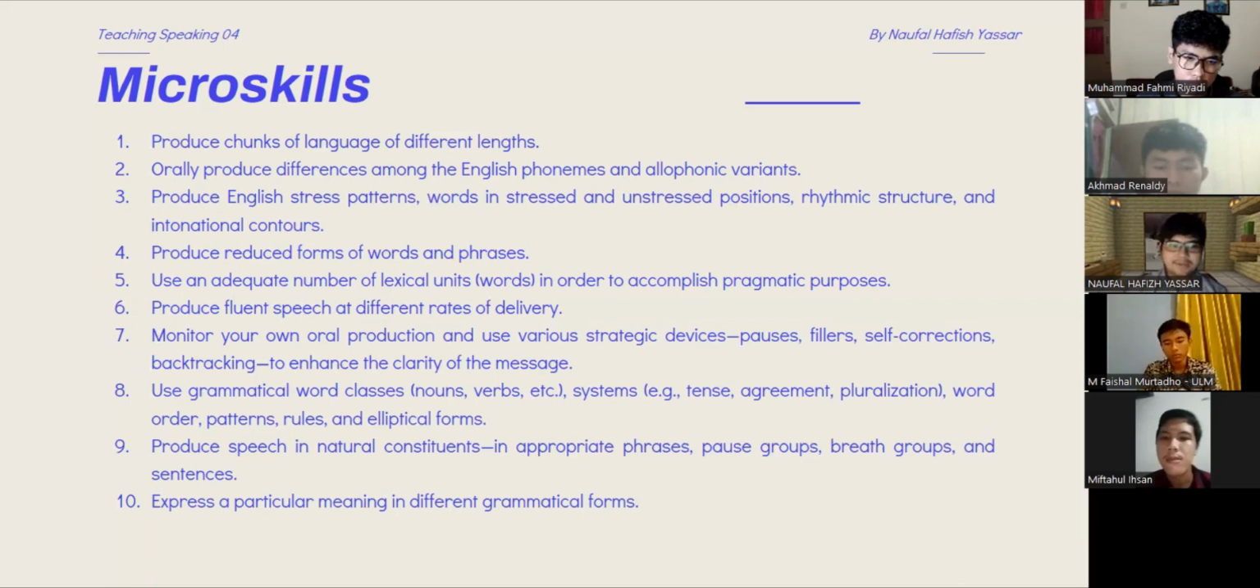Eight, use grammatical word classes, noun, verb, etc., systems, tenses, agreement, pluralization, word order, patterns, rules, and elliptical forms. Nine, produce speech in natural constituents, in appropriate phrases, pause groups, breath groups, and sentences. Number ten, express a particular meaning in different grammatical forms. Next.